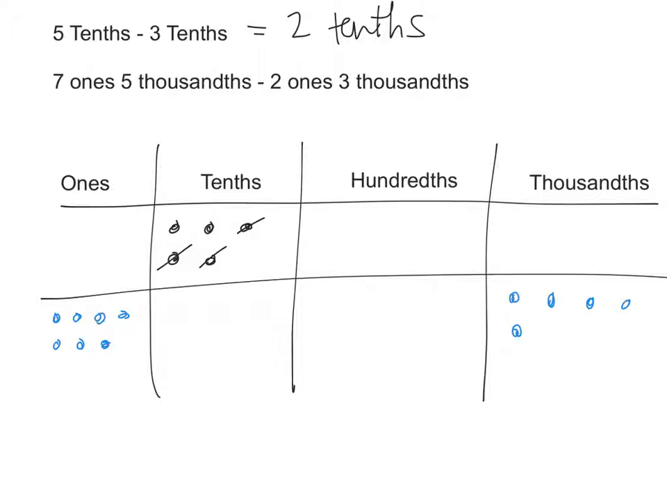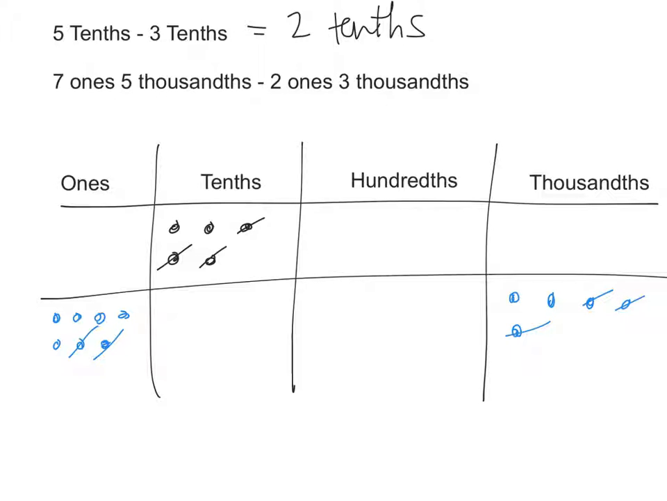Now I'm going to take away some of them. Alona, how many ones am I going to cross out and take away? 2. So I'm going to cross out 2 of them. 1, 2. And then I'm going to cross out how many thousandths, Arhan? It says 7 ones and 5 thousandths minus 2 ones and 3 thousandths. So how many thousandths do I need to cross out? 3. So 1, 2, 3.